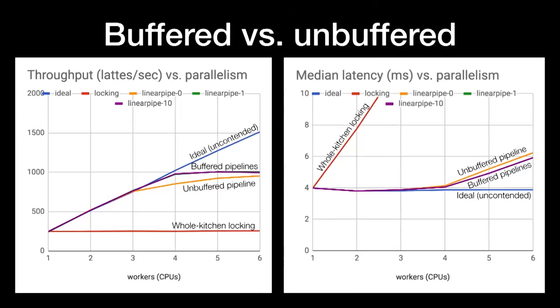I tested pipelines with buffer size 1 and buffer size 10. The lines are overlapping on the charts. Both of these buffered pipelines outperform the unbuffered pipeline, achieving the optimal throughput of 1,000 lattes per second. This is because they eliminate the requirement for the stages to proceed in sync, and so allowed more work to proceed in parallel.